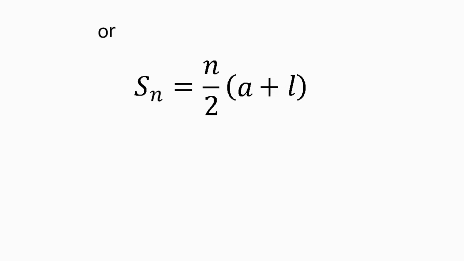Here is another form of the summation of n terms of an arithmetic progression formula. This formula is in terms of the first term, that is a, and the last term, which we denote as L. So the formula is given as S_n = n/2 × (a + L). Please remember here L is the last term.